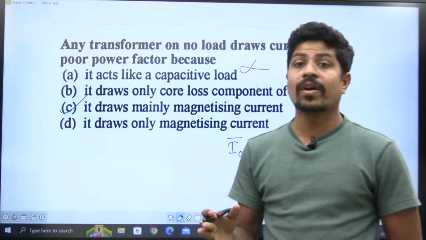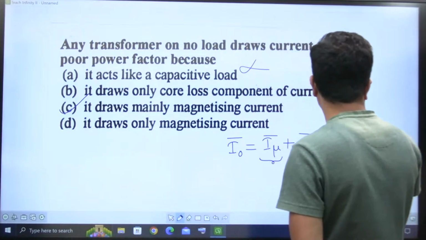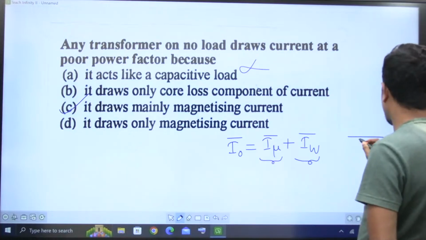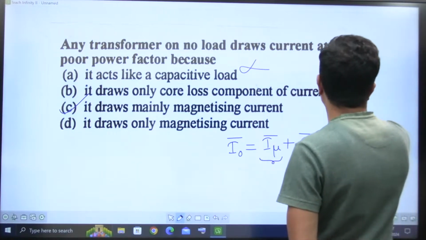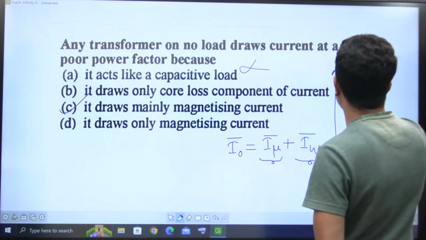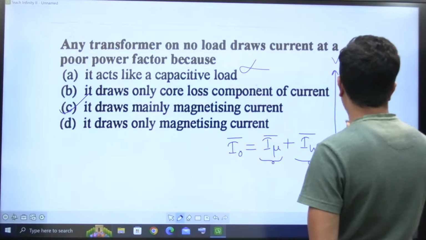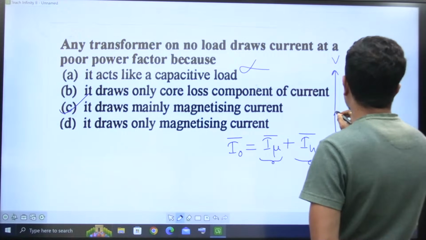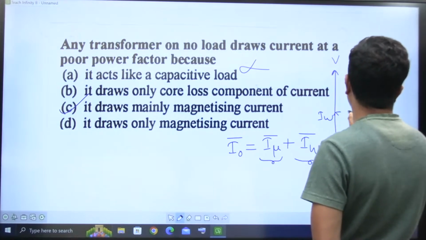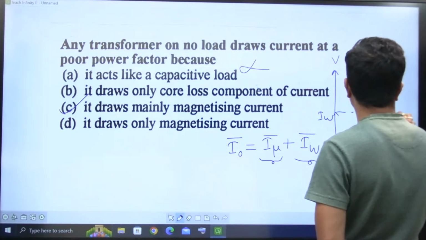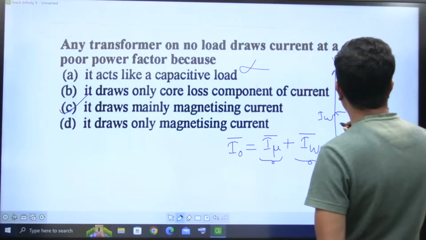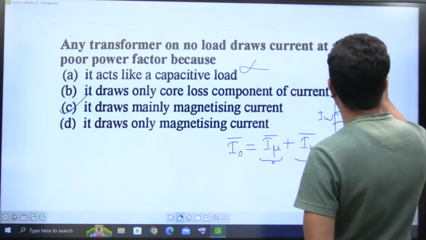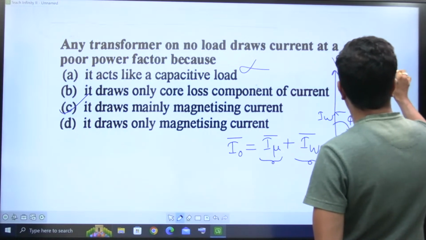That's why its power factor is poor. Means if you ask me to draw, I will draw like this. This is flux phi, this is the applied voltage V you can take, this is I mu, and this is going to be IW. Now this resultant is I naught. This is the angle phi naught, the no load power factor angle. Then cos phi naught is the no load power factor.